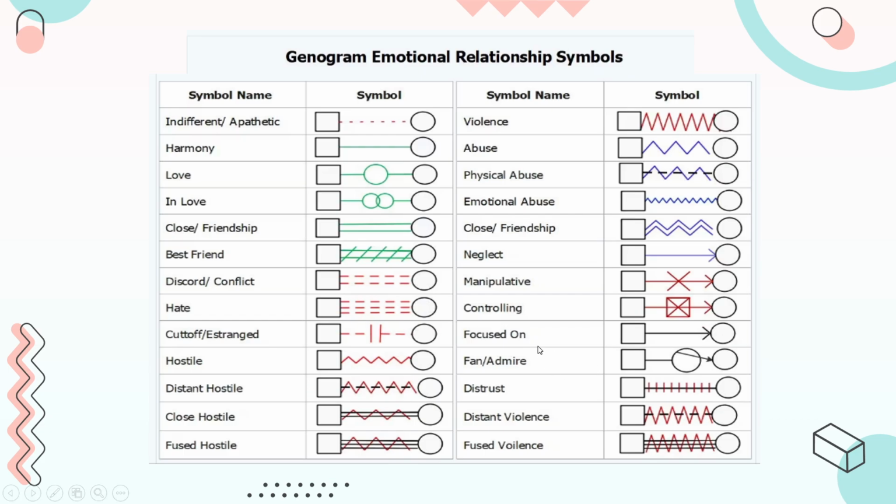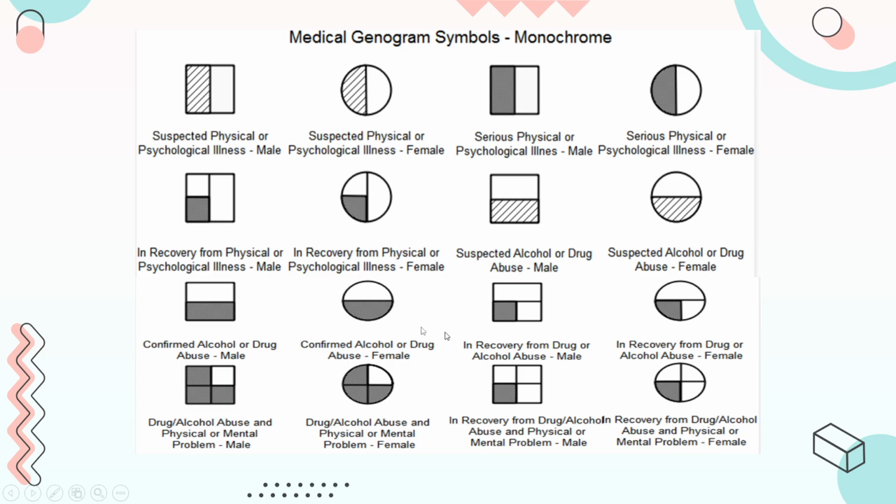So emotional relationship, I have just gotten a clear understanding. This is the medical genogram, which the majority don't use, but for your understanding you can just have it. So suspected physical or psychological illness for the male, you can just see it. Say, for example, if the family has some problem of mental illness, you can show it like this. The female, you can show it like this.